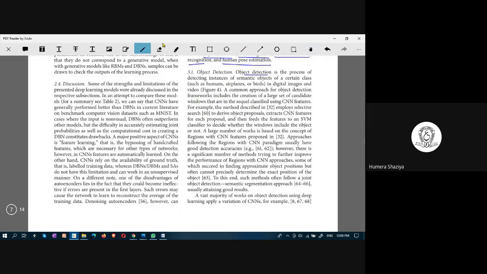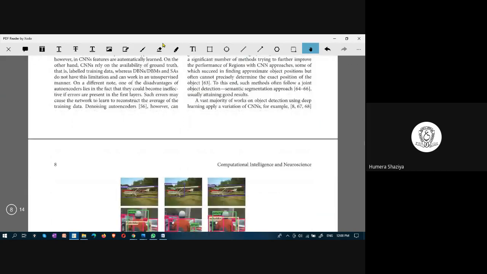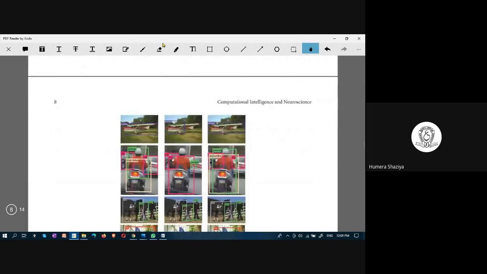What is object detection? It is the process of detecting instances of semantic objects of a certain class. Look at this. This is an image. In this image, there are several objects. There is a car shown here. There is this bike. On this bike, there is a person. That is another car. This is road. Like that, different objects are shown in this.